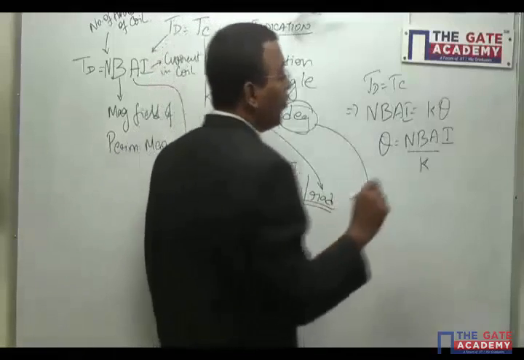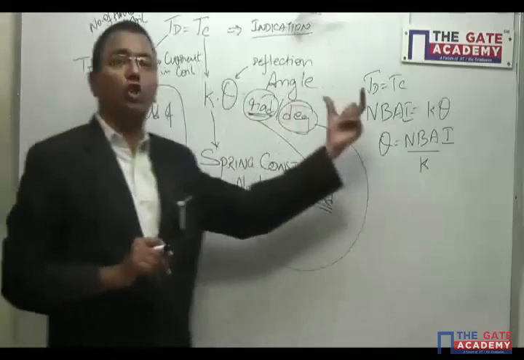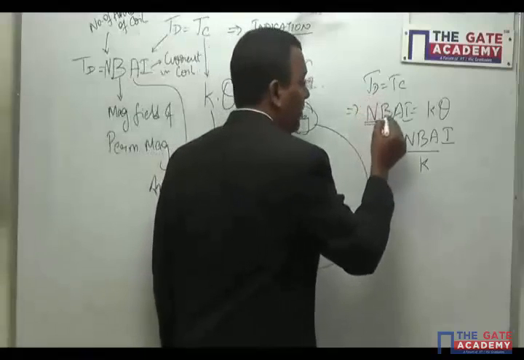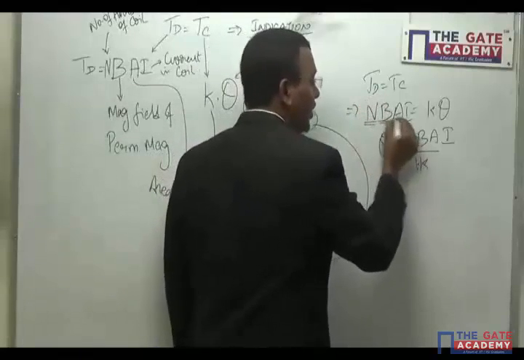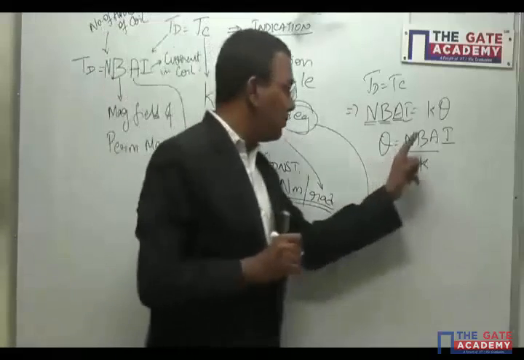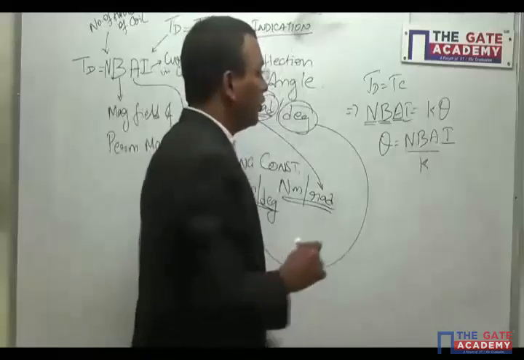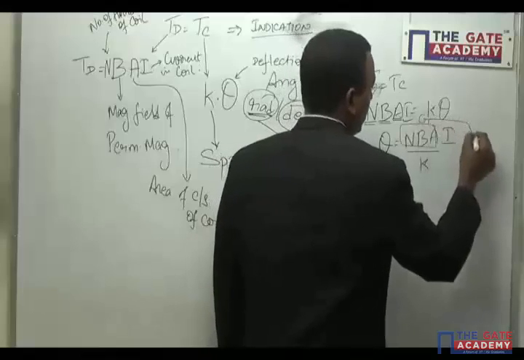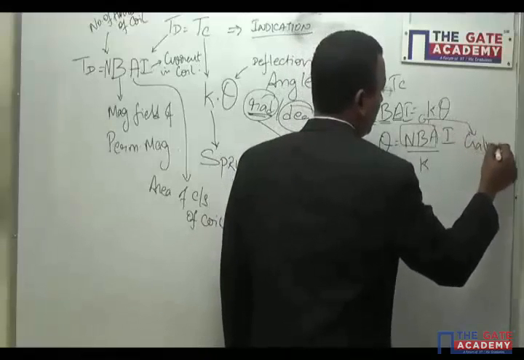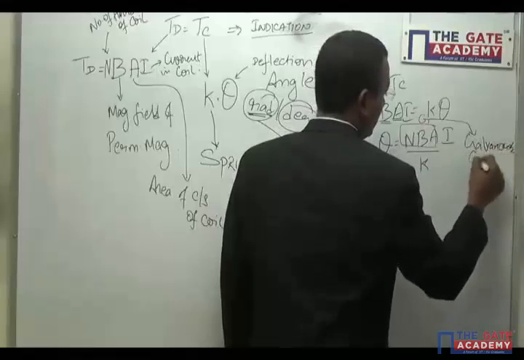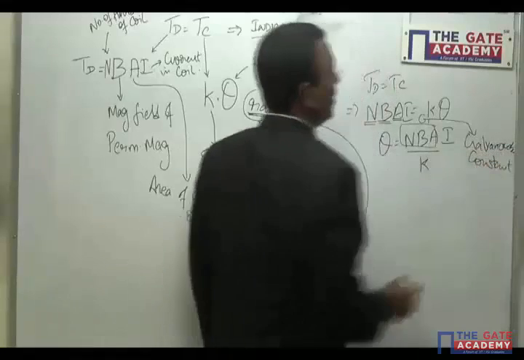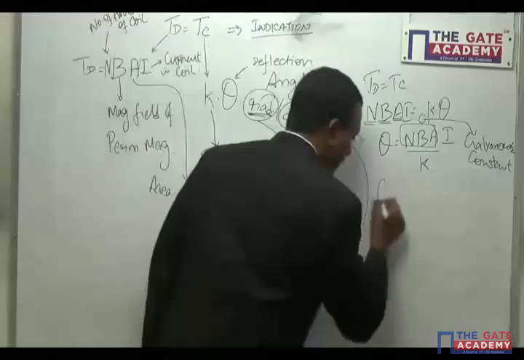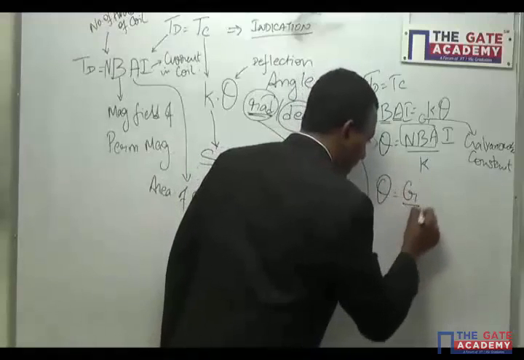That means for a given setup, once the instrument is created, the number of turns of coil is fixed, magnetic field is fixed, and area of cross section of the coil is fixed. So NBA is constant. This NBA in short is called G. This G is what we call the galvanometer constant. So theta is nothing but G by K times I.